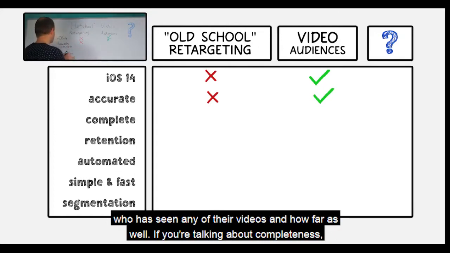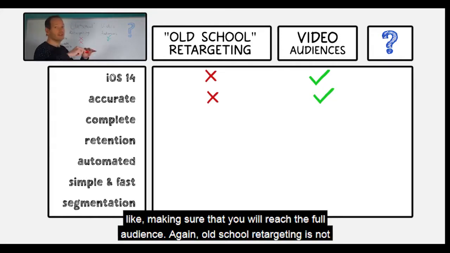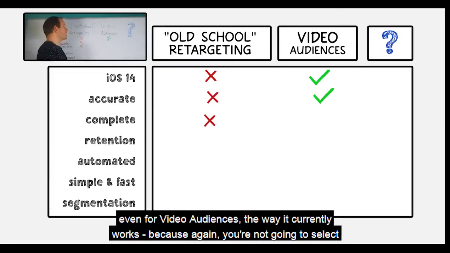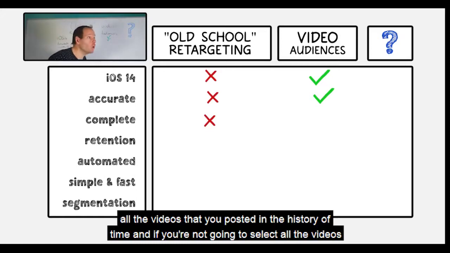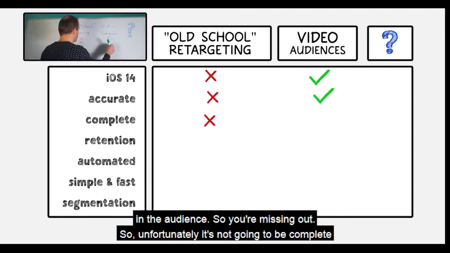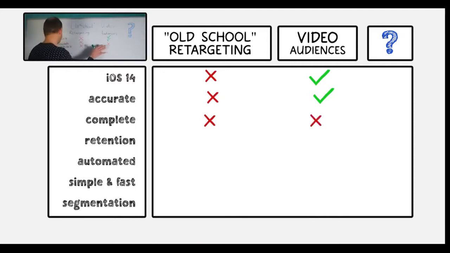If we're talking about completeness, like making sure that you will reach the full audience, again, old school retargeting is not going to be complete because a lot of the visitors on your website are not going to be included. But even for video audiences, the way it currently works, because again, you're not going to select all the videos that you posted in the history of time, and if someone has watched your video because they came across it somewhere, they're not going to be in the audience, so you're missing out. So unfortunately, it's not going to be complete.